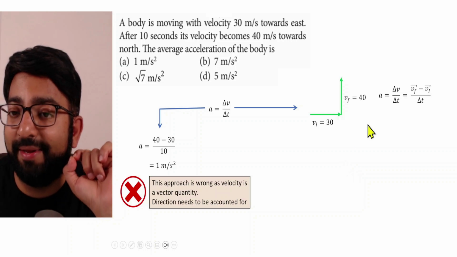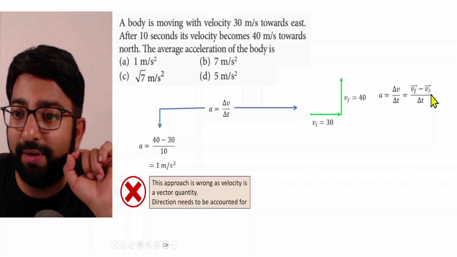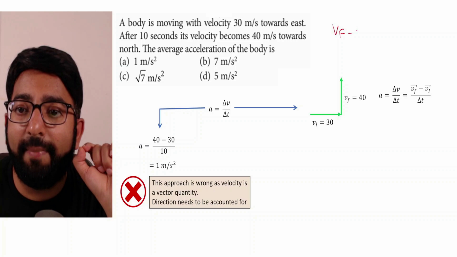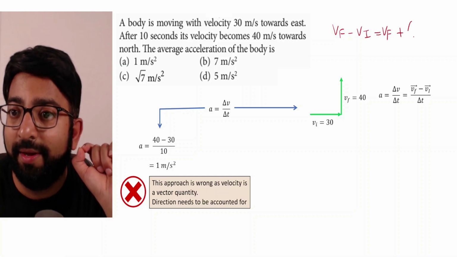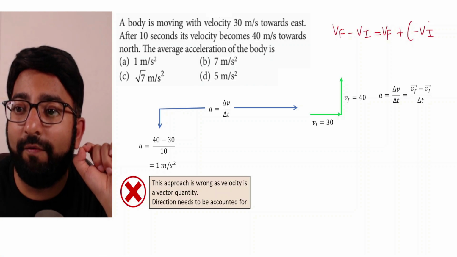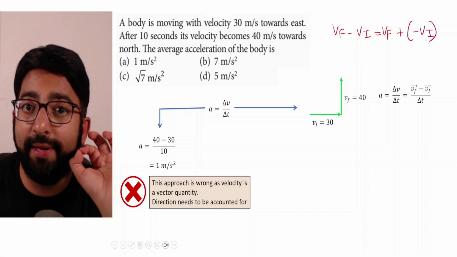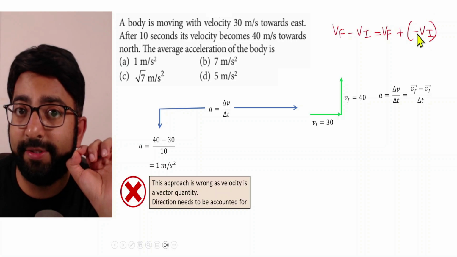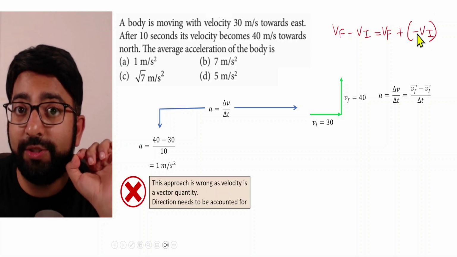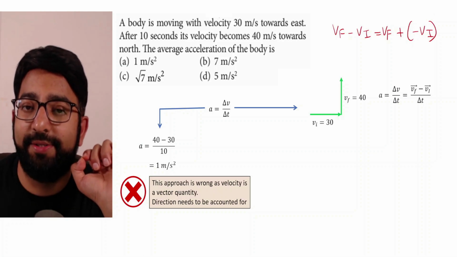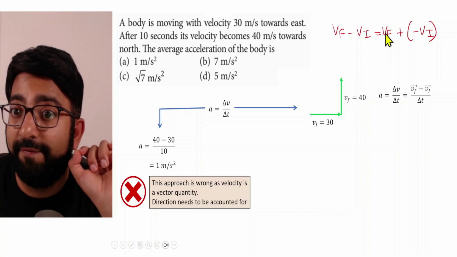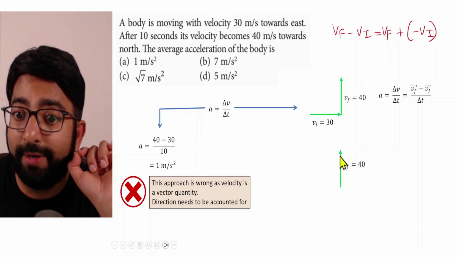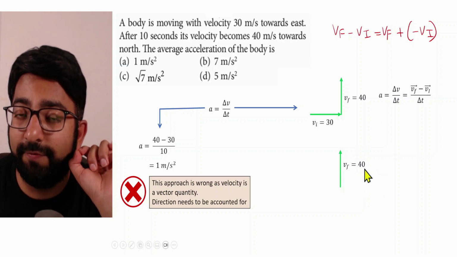And how do we subtract? V final minus V initial. Let's write V final minus V initial can also be written like V final plus, in the bracket, we will write negative of V initial. So if you recall, if you multiply any vector with a minus sign, the magnitude will not change, but the direction will reverse. So for this question, we will keep the final velocity as it is because V final is positive. So we will draw that green upwards arrow, V final is 40.